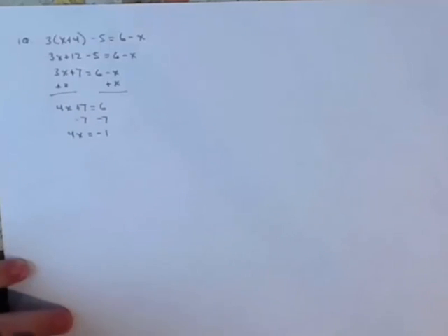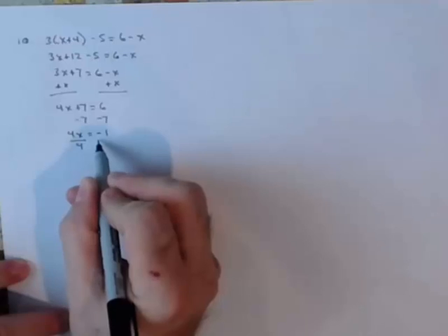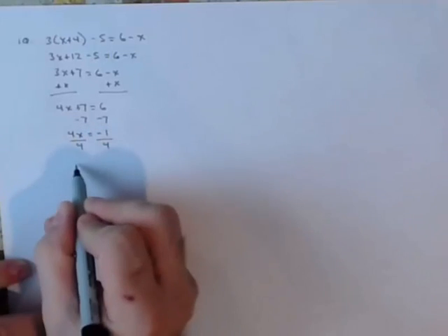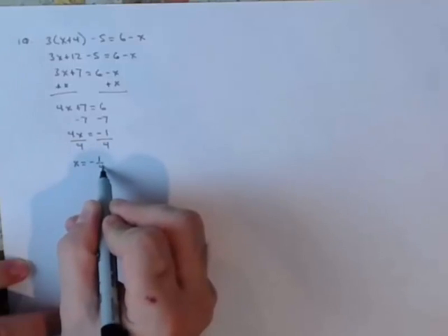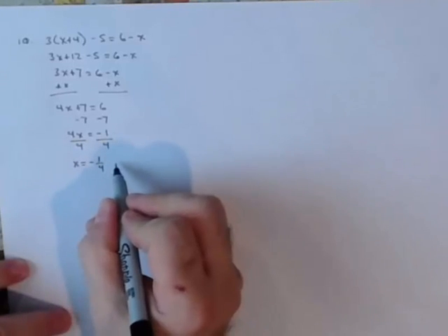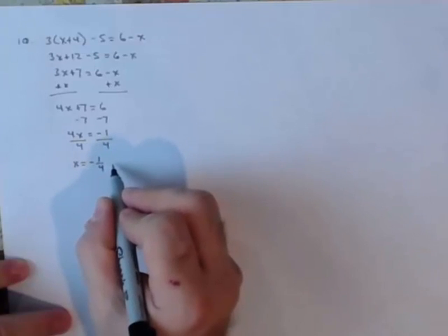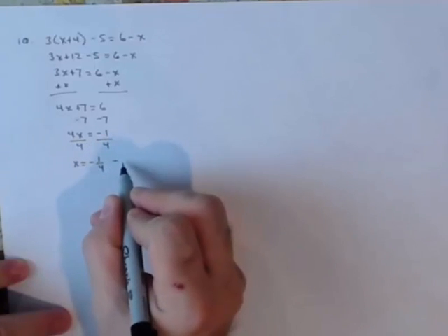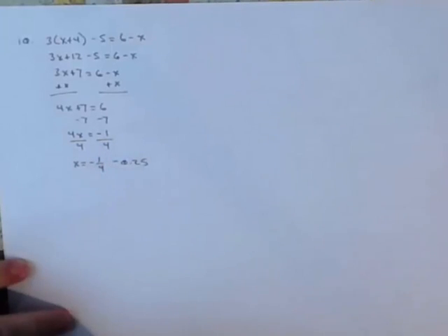To get rid of a coefficient, we're going to divide by that coefficient, and we have to do the same thing to both sides. And so x is equal to negative 1/4. You may have seen it in the answer key, or you may have solved it and written out the decimal. It's the same as negative 0.25. All right, so x is equal to negative 1/4 for number 10.